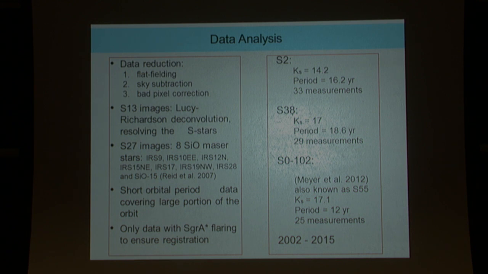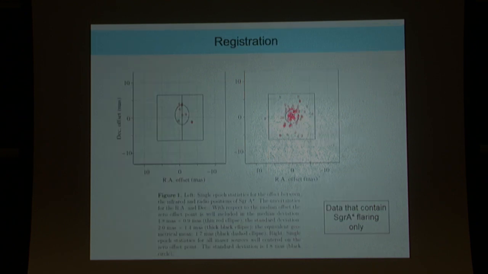And we restricted ourselves, just to be sure what we are doing, in particular for the registration, to images where Sgr A* was flaring as well. So we always would see Sgr A* and the other stars. And then, as I said, we constrained ourselves to the three central stars, S2, S38, and S55 or S0102. Then the registration itself is of the order of a milliarcsecond or 1.5 milliarcseconds for a single position. So we used the mesostar coordinates as well, as far as they were available to us. And as I said, we constrained ourselves to data that has only Sgr A* flaring.